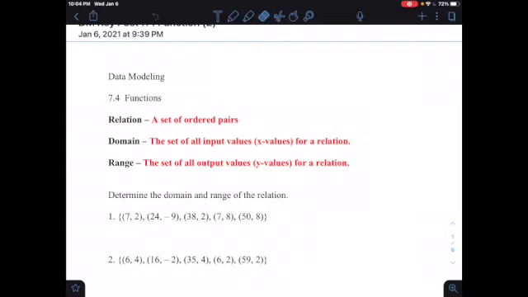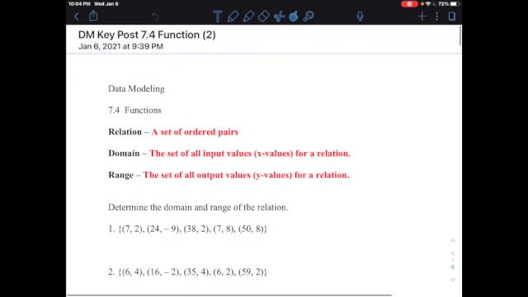Today we are going to talk about functions. To start off, a few vocabulary words. The vocabulary words are: relation, a set of ordered pairs; domain, a set of all input values, they are the x values for a relation; range, a set of all output values, they are the y values for the relation.